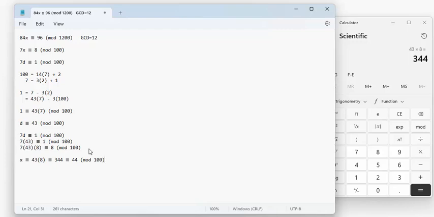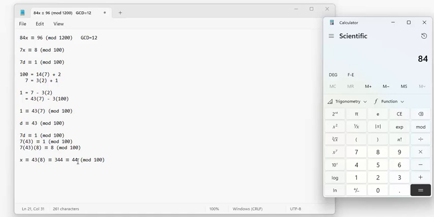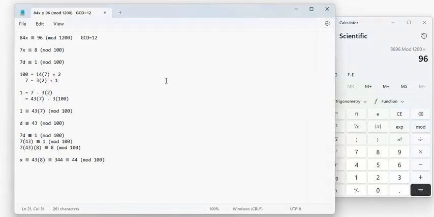x is 44. Then you have to convert back to mod 1200, but the first solution is already correct. Alright, you can check: 84 multiplied by 44. I want to save some time. In this case, mod 1200 is 96. But then you need to give 12 solutions. Why? Because the GCD is 12. You just need to add 100 to 44.